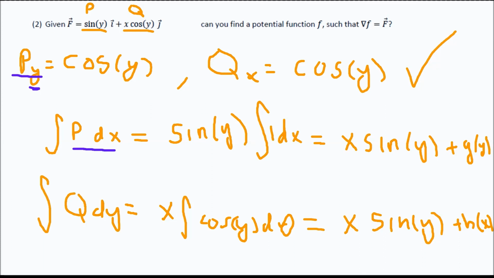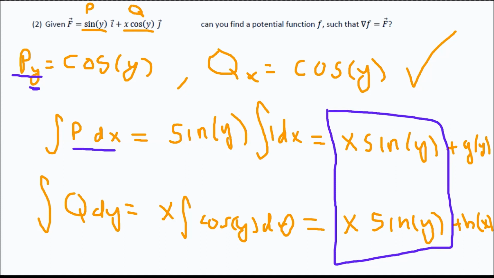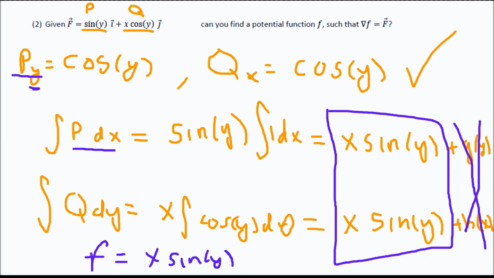And I want to see if I can match it up, except this actually matches up perfectly, right? They share the exact same thing. I don't even need to worry about this other part. And so my function f, my potential function f, is x sine of y. Also, I know that my original vector field up here is conservative, which is very, very important.